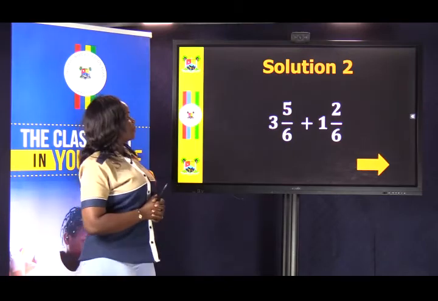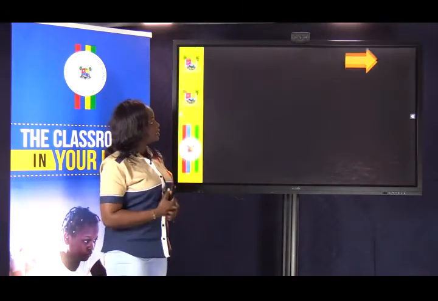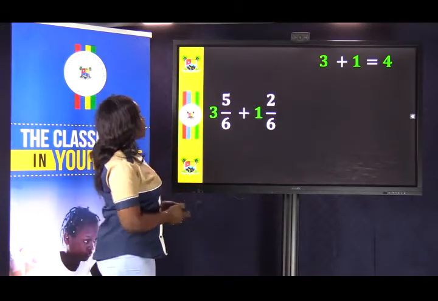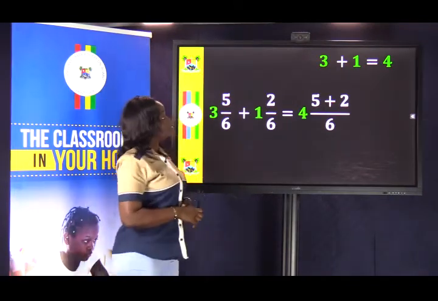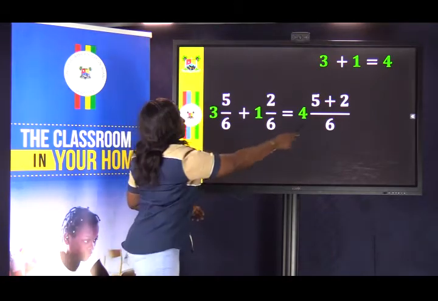Yes, we have 3 whole number 5 over 6 plus 1 whole number 2 over 6. Add your whole numbers together. 3 plus 1 is equal to 4. Write out the result of adding your whole numbers first: 4. Draw your line.